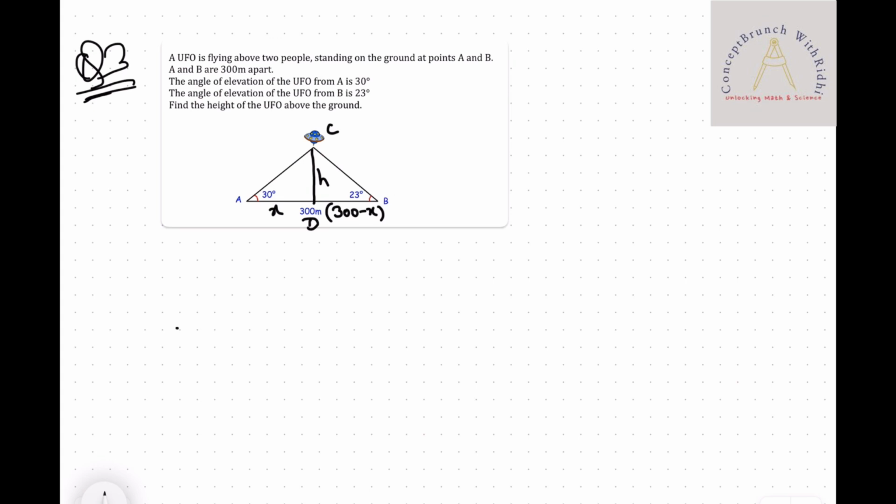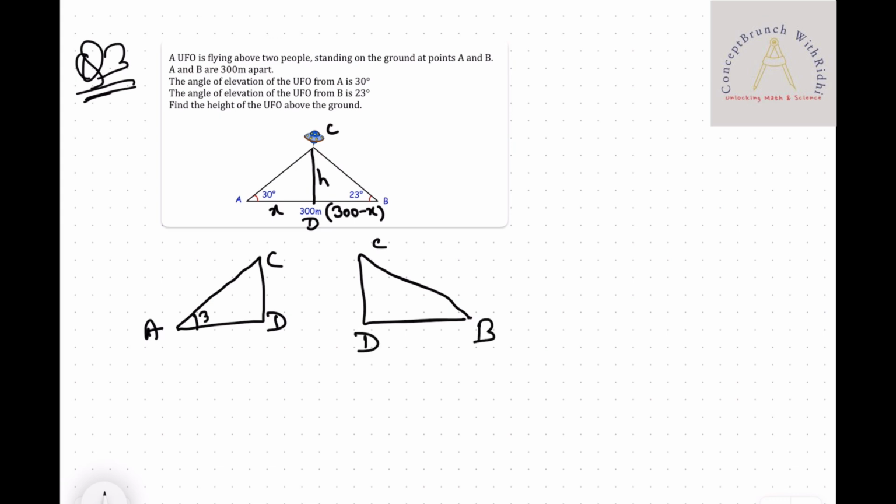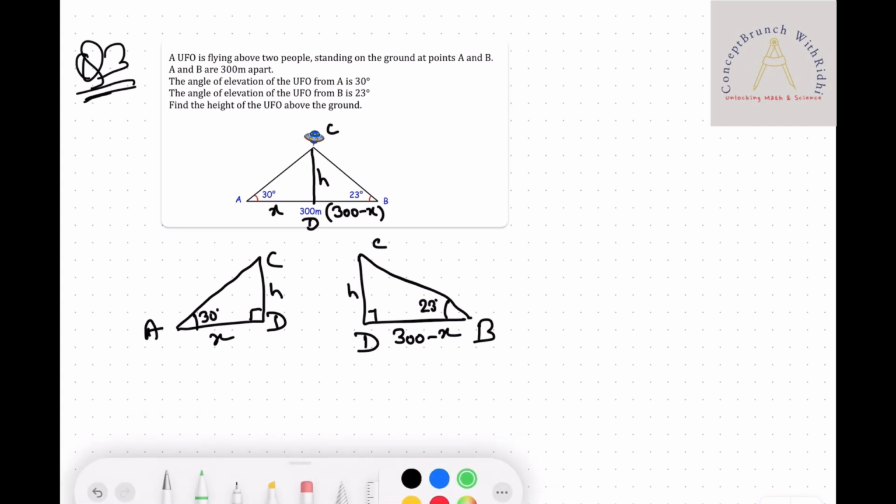Now we have two triangles: ACD, and the other triangle, CDB. Sorry, my triangle is so bad. This is 30 degrees, this is H, this is X. This is 23 degrees, this is H, and this is 300 minus X. We have to work separately. In both triangles, what is common? Both have a 90 degree angle, correct? So let's find the other angle. In this case, what will the angle be?